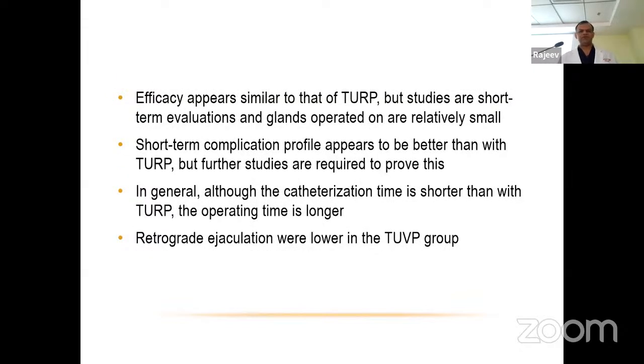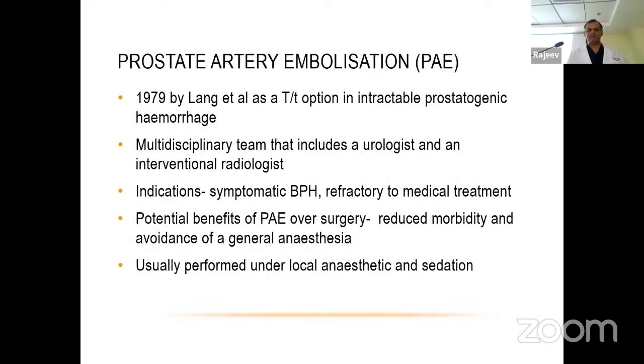Efficacy appears similar to that of TURP, but studies are short-term evaluations, and the glands studied are relatively small. Short-term complication profile appears to be better than TURP, but further studies are required. In general, although the catheterization time is shorter than TURP, the operating time is longer. Retrograde ejaculation was lower in the TUVP group.